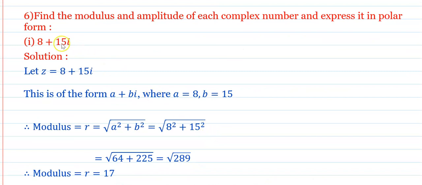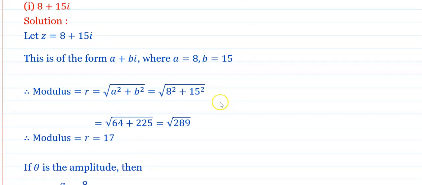Now the next question. Find the modulus and the amplitude of each complex number and express it in the polar form. The first is 8 plus 15i. z is equal to 8 plus 15i. This is of the form a plus bi. a is equal to 8, b is equal to 15. The modulus r is equal to root of a square plus b square, root of 8 square plus 15 square, 64 plus 225, that is root of 289. Therefore r is equal to 17.